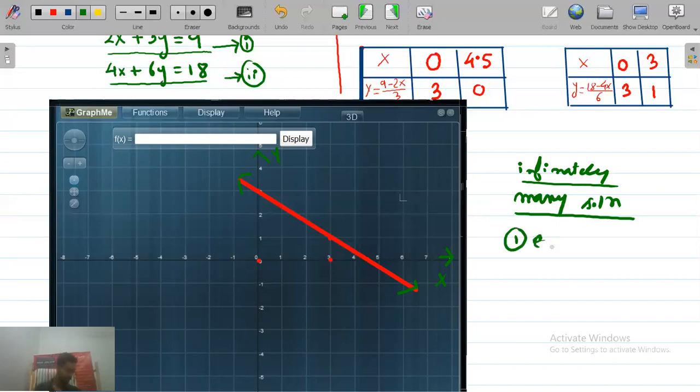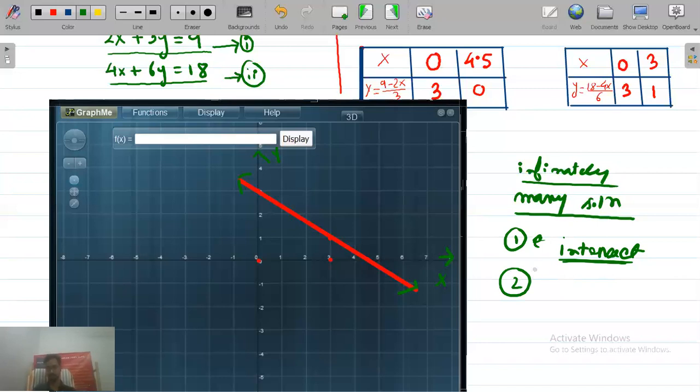intersection. That means when they intersect. When the graph of two equations, or lines of two equations, intersect, then those two equations have only one solution. Suppose this is one equation, this is another equation, and each equation represents one straight line. When these two straight lines intersect at one point, that denotes that it has only one solution.